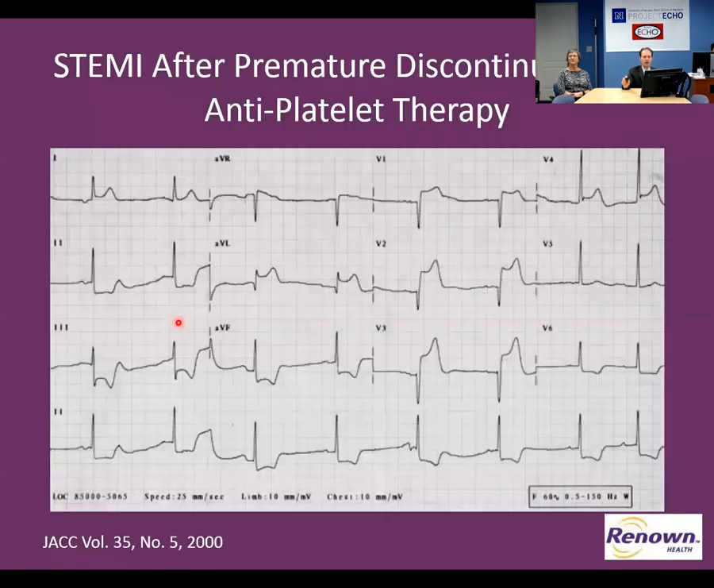This is a person who had a big anterior ST elevation MI when they prematurely stopped their dual antiplatelet therapy. This was a published case, but I will tell you that unfortunately I see this all the time.